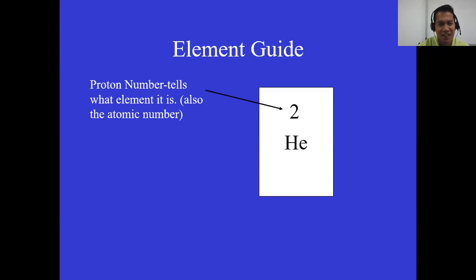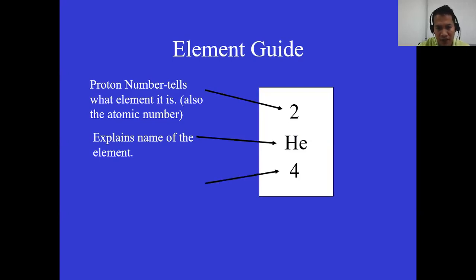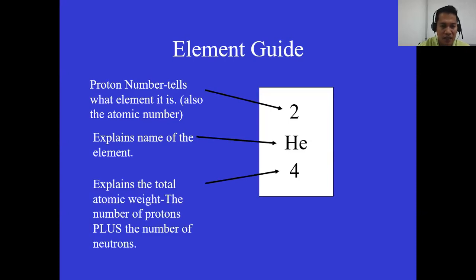This is helium. Oops, did I say helium? Right, because He is helium, the kind of gas that you put into your balloon. Okay, so this is the chemical symbol, and that explains the name of the element as well. So 4 right here, what do you think is 4? 4 explains the total atomic weight. Remember, it has protons and neutrons, okay?